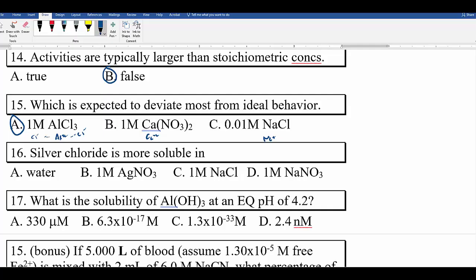And we get clustering and we get ion pair formation, where the chloride pairs with the aluminum and we have an AlCl2+ pair. These pairs can be broken apart. We get clustering and pairing, and it's going to be more of a problem at higher charge. The more the charge, the more they deviate. And again, this is chapter 14.